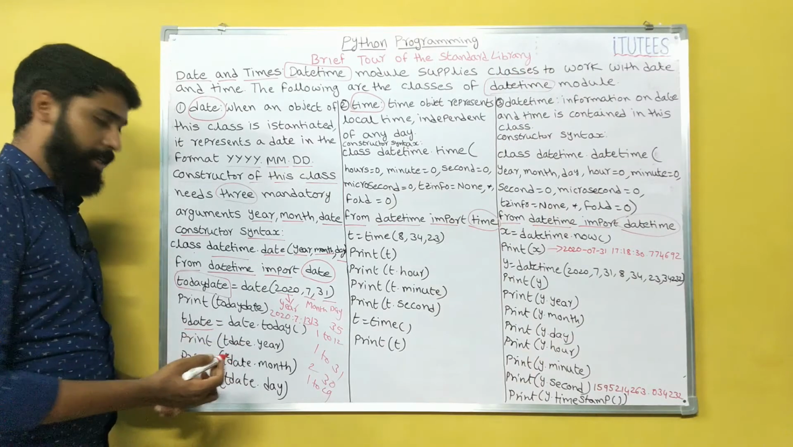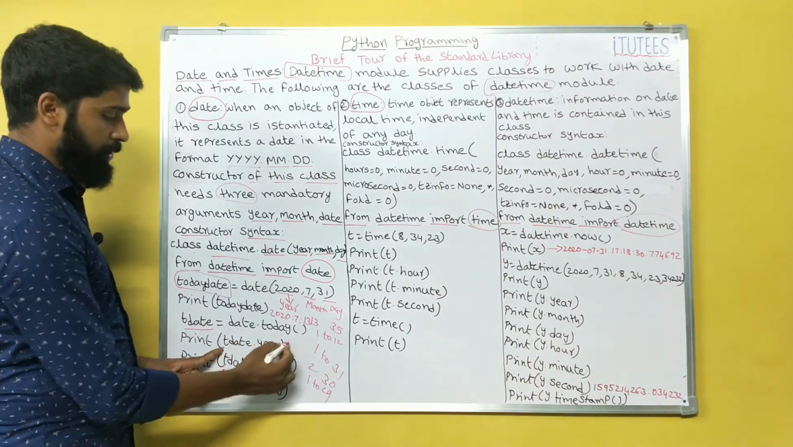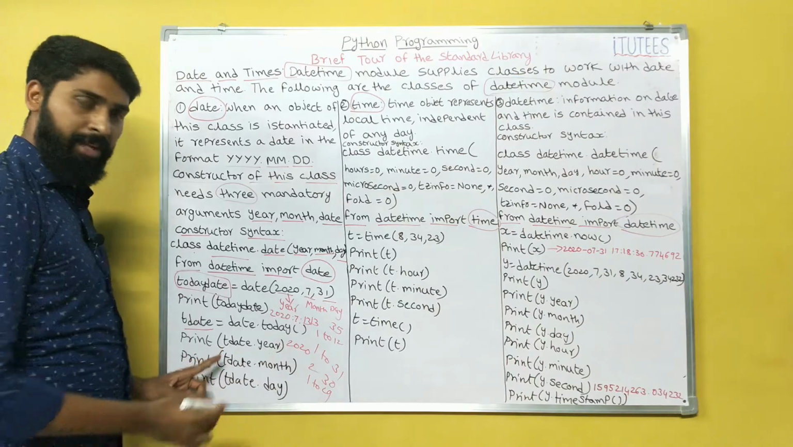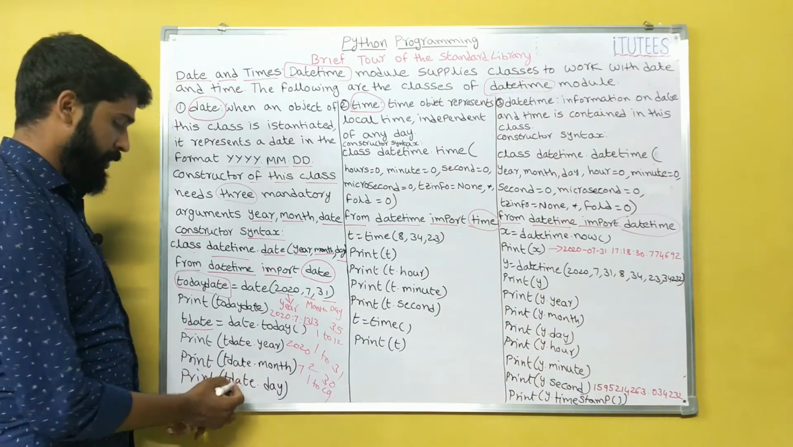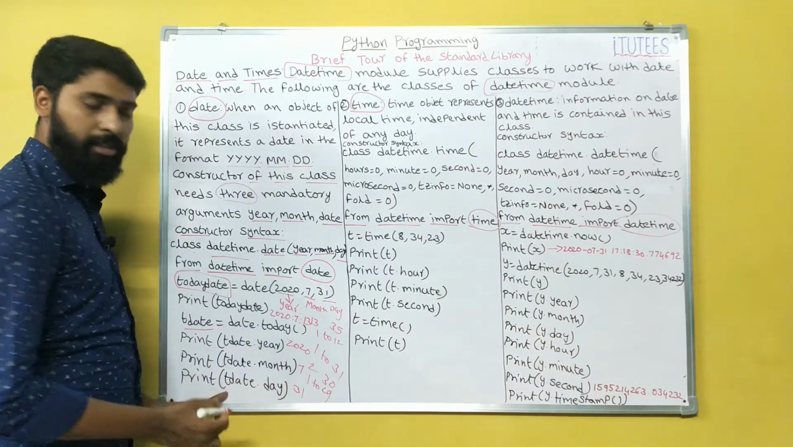Now I want to print t_date.year. It prints 2020. T_date.month, what is the month? Today's month is 7. And today's day is 31. So this is the output.